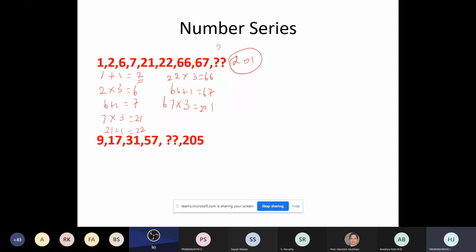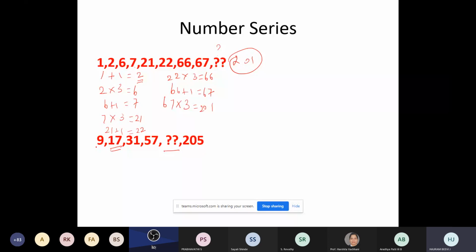Then 9, 17, 31, 57. Then they are asking the sequence value, then 205. So here also we should predict the different pattern, how it forms. Okay, so first element is 9. The second element is 17.